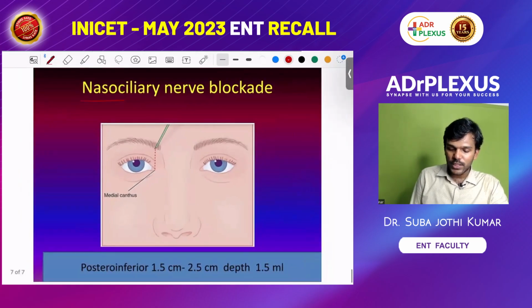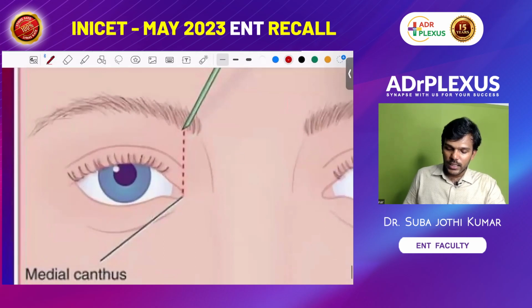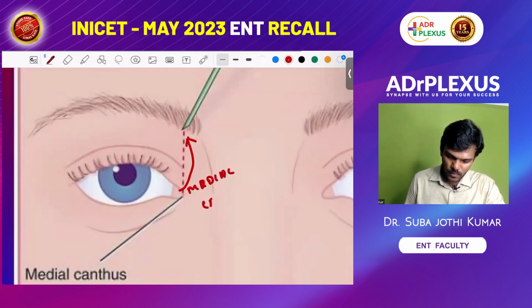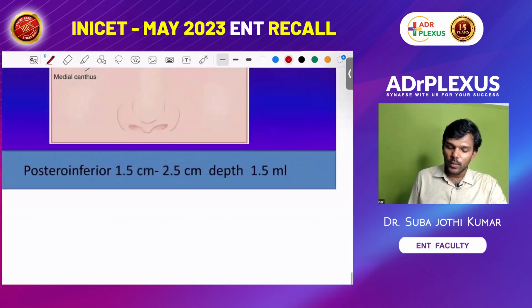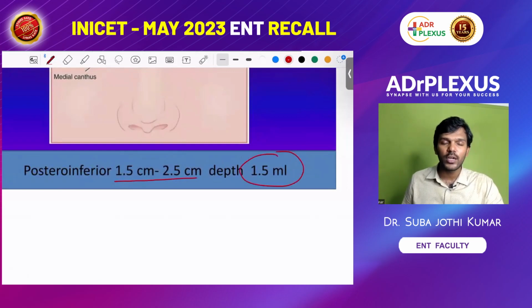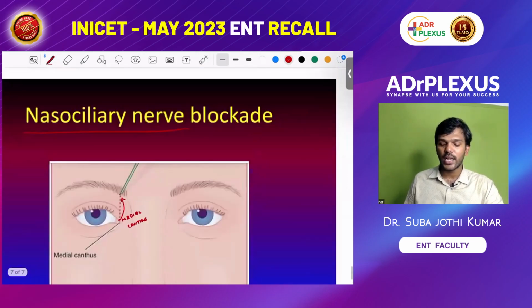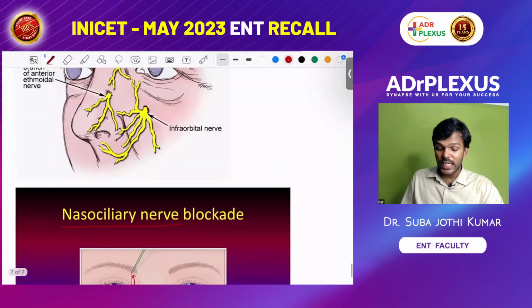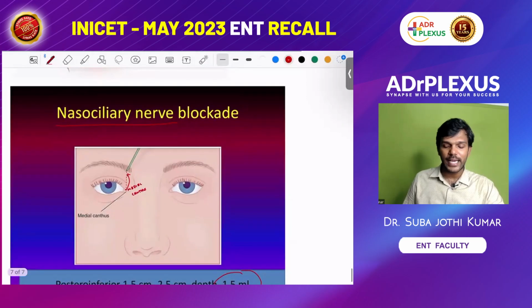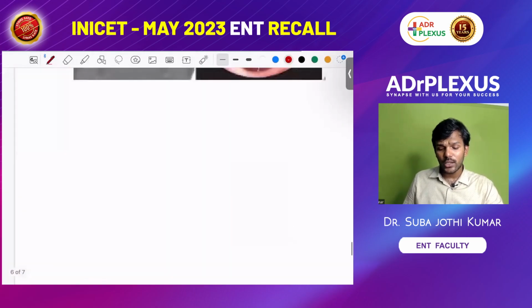If this was the picture, close quarters to the medial canthus, this is our medial canthus. Just superior to the medial canthus, at 1.5 centimeter to 2.5 centimeter depth, we are going to inject the local anesthetic agent, which means that is a nasociliary block. So according to the input given by our students, it could be the answer. So what about the other options?